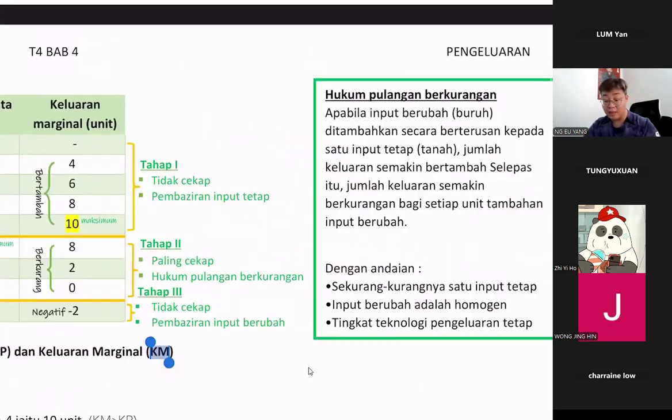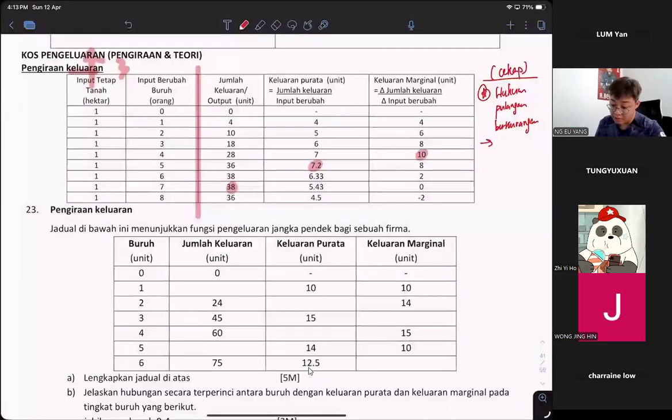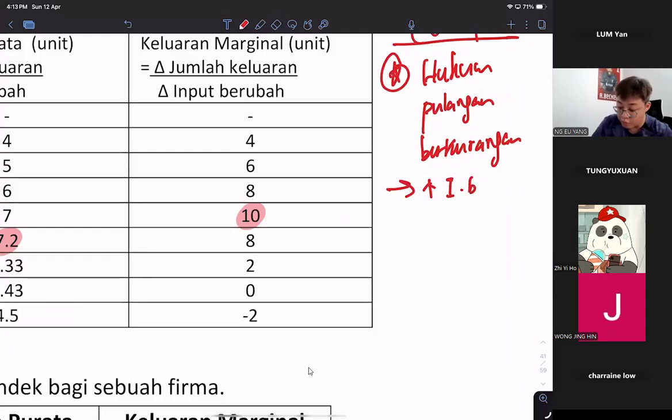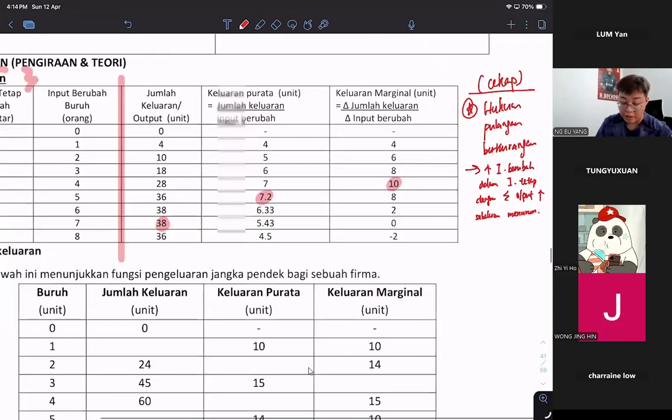Understand what's hukum pulangan berkurangan now? So remember, it's paling cekap. So try to use the input berubah on the input tetap until your jumlah keluaran keeps increasing before decreasing. Okay, so I'll try to read it for you guys. Hukum pulangan berkurangan: increasing the input berubah dalam input tetap, dengan jumlah keluaran, which is the jumlah output, keep increasing, sehingga jumlah output meningkat sebelum menurun, before the jumlah keluaran is decreasing.